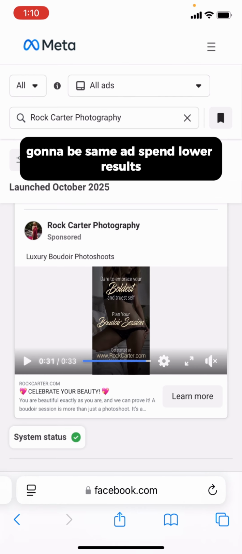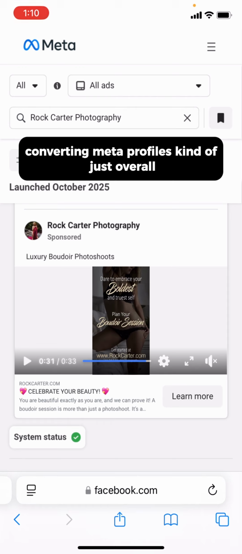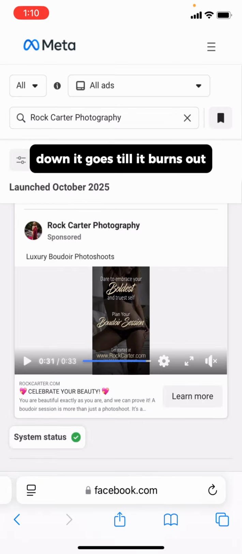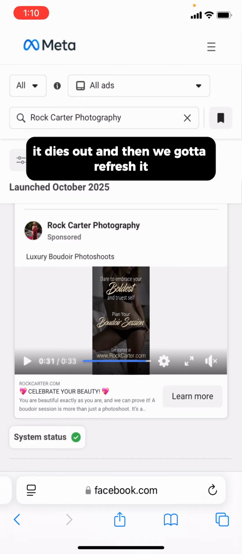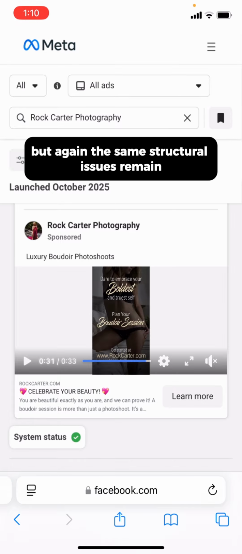It's going to be same ad spend, lower results because the tranche two Meta profiles are worse converting Meta profiles overall, which feeds back into the Meta ad algorithm for tranche 3, 4, 5, 6, down and down and down it goes till it burns out. It dies out and then we've got to refresh it. But again, the same structural issues remain.